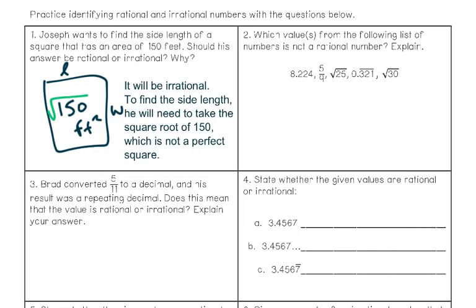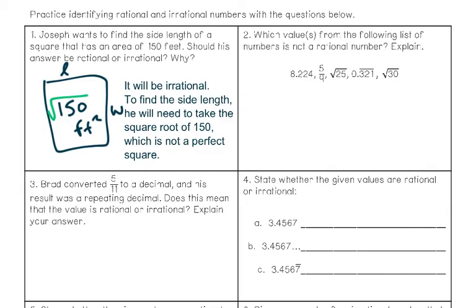Let's go ahead and read the next question. Number 2 says, which value or values from the following list of numbers is not rational? Explain. So we're just going to go through each one and just see, is it a fraction? If it's a fraction, it's rational. Does it have a decimal that terminates or repeats? If it does, it's rational. Is it a perfect square? It's rational. So let's just go down the line.